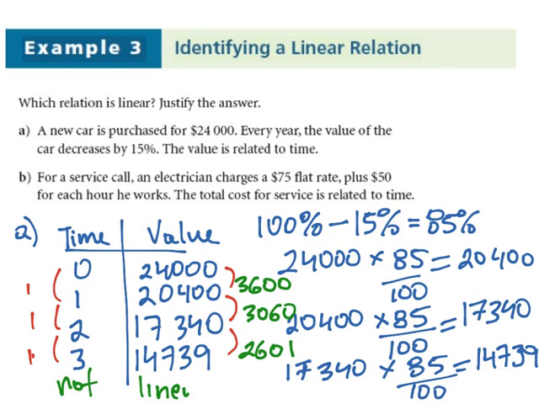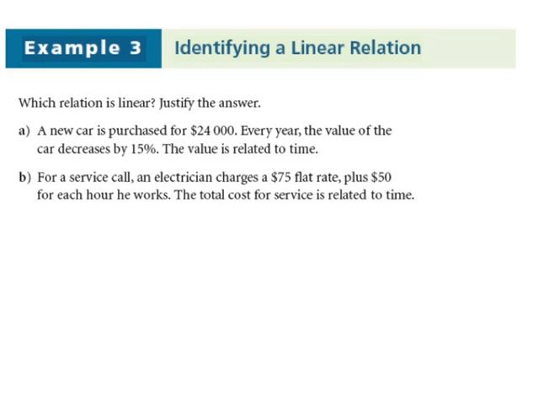It's just not linear. Let's take a look at part B. For a service call, an electrician charges $75 flat rate plus $50 for each hour he or she works. The total cost for the service is related to time. So let's set up a similar table when we have time and when we have a cost.